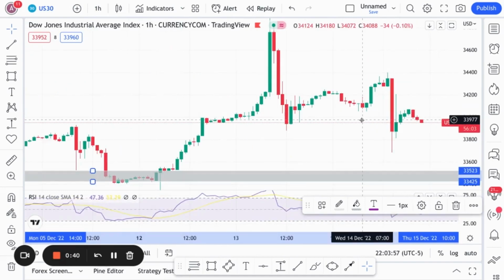But that is just the gaps where there's spaces and no candles. And in the next video, we're going to talk about the gaps in the market where there is an actual candle there, but it's still a gap.